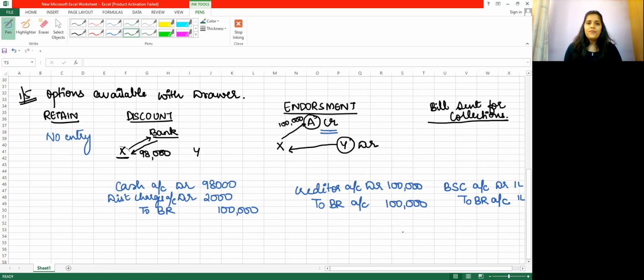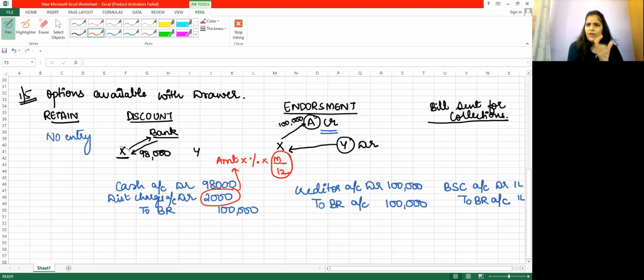Now, before that, just a second. I told you this discounting charges is an expense for you. So there's a formula to calculate this interest or discounting charges. The formula is generally amount into percentage into months divided by 12. Many students forget this. So many batches I've taken, every student always forgets this, months divided by 12.